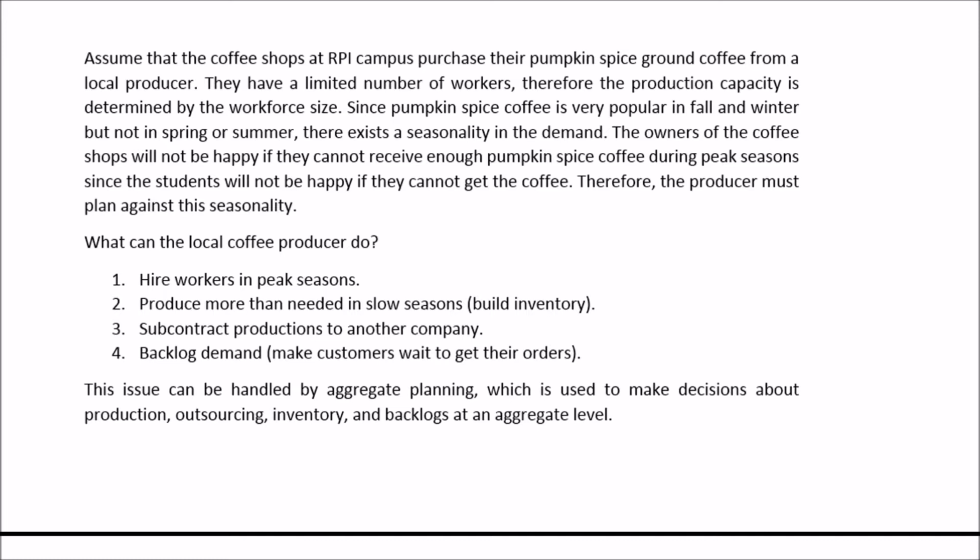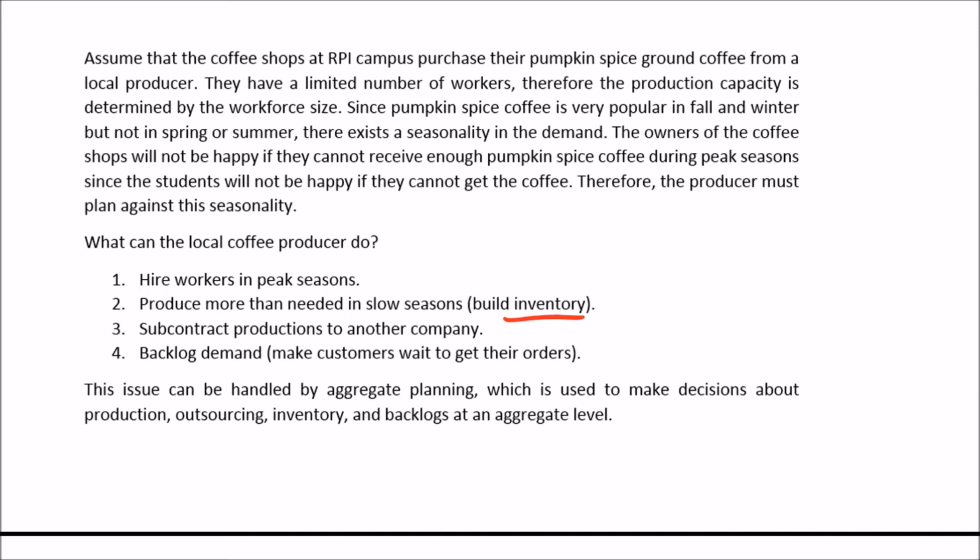So what can the local coffee producer do in this case? They can hire workers in peak seasons. They can produce more than needed in slow seasons, which means they are building inventory here. Or they can subcontract production to another company. Basically say, okay, we cannot produce the required amount, so we are going to make an agreement with another company that can produce this remaining amount. And another option is to backlog the demand, so make customers wait to get their orders. So these are some of the options.